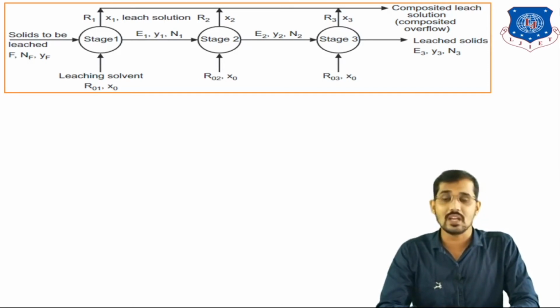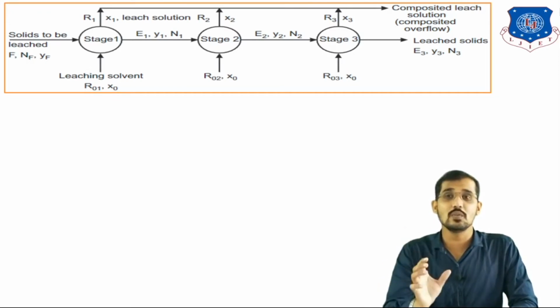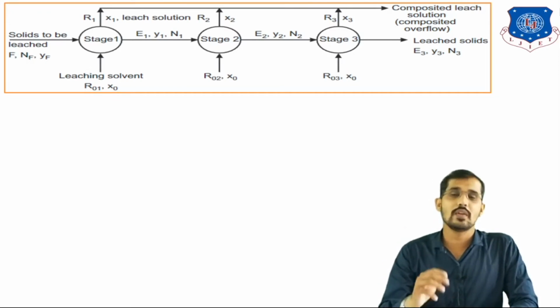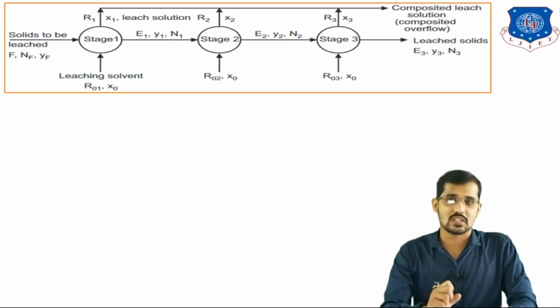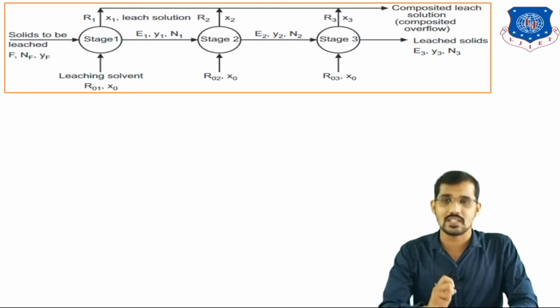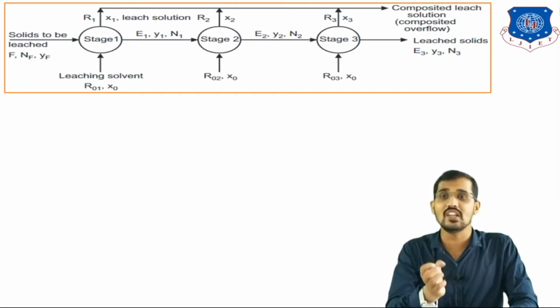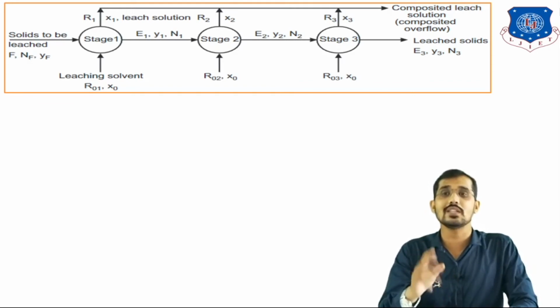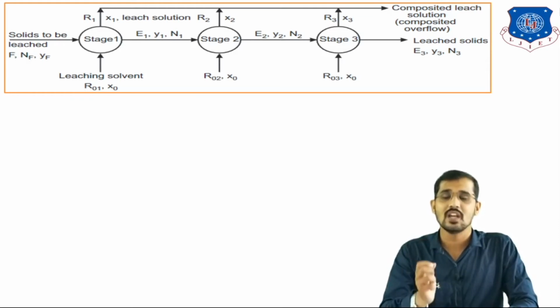Now we are going to write the material balance equations. You can see on the screen, I already explained the symbols used in multi-stage leaching. We are going to write the material balance equations directly for all stages and all components, that is component A, component B and component C. I told you component A is your fresh solvent, or leaching solvent. Component B is your insolubles, or inert solids, and component C is the solute which you want to extract from the solid by using the extracting solvent, that is the leaching solvent.